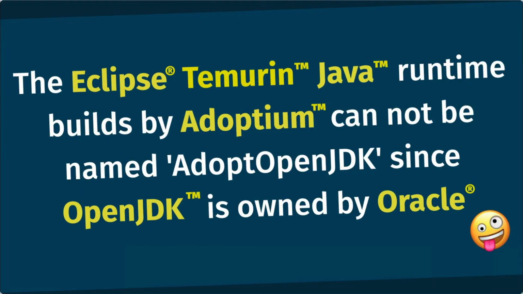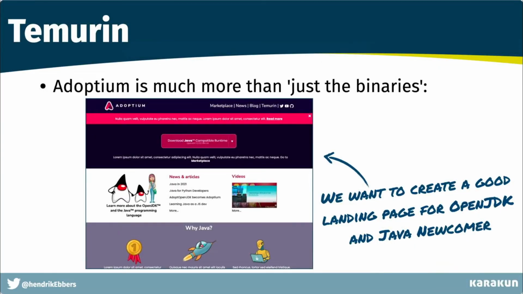And at the end, it's like this. You see all the trademarks that are involved within this renaming, because things like Eclipse, Temurin, Java, AdoptOpenJDK, OpenJDK, Oracle, Adoptium, all of those are registered trademarks, and so on. And this was just the point why we decided to move from AdoptOpenJDK to this new name, Adoptium. And Adoptium is more than just the binaries. And this is one reason why we do not call the binaries Adoptium.